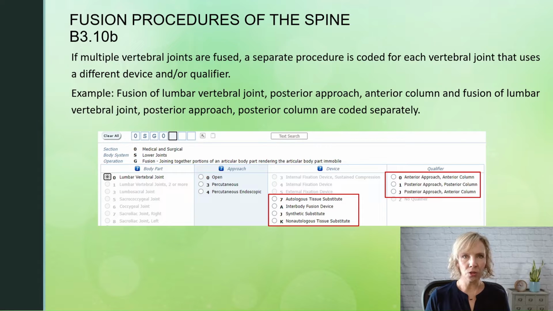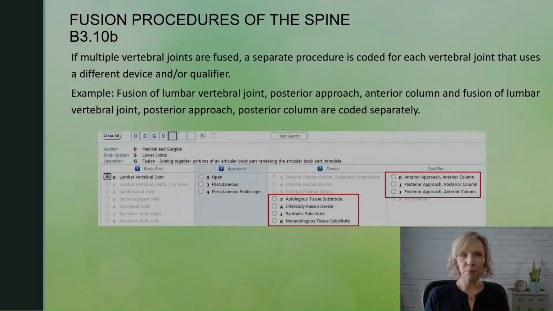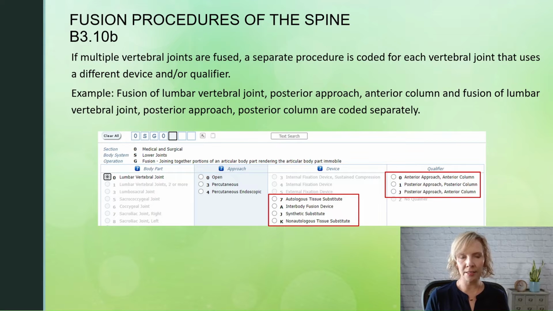Depending on the approach, number of levels fused, and the devices used, multiple codes may be necessary to accurately capture the procedure. This multiple coding is supported by the PCS guideline for fusion procedures of the spine that states if multiple vertebral joints are fused, a separate procedure is coded for each vertebral joint that uses a different device and/or qualifier.